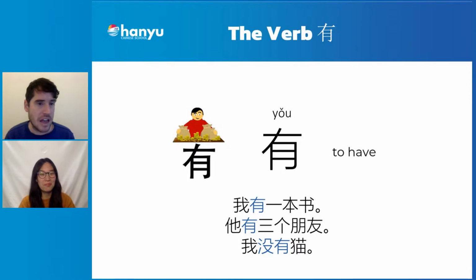The negative form is a bit tricky, eh? Melanie, how do we say I don't have in Chinese? So we add 没 to the 有 to make the negative form. So 没有, don't have. Very good. So just be aware that when we make the negative form of this verb, it's not 不有. 不有? Doesn't exist. We don't say 不有, we say 没有. Perfect.